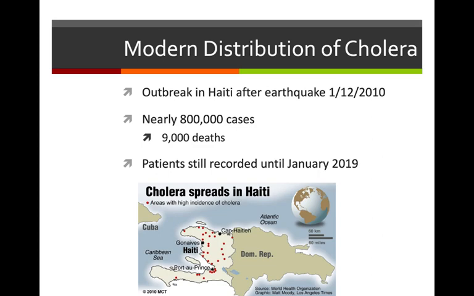In Haiti, I guess as close to the US as we could probably get with a really significant cholera outbreak, there was a major earthquake in January of 2010. Once aid workers from around the world came to Haiti to help them rebuild their infrastructure, they also brought cholera with them. And so until January of 2019, people were still being recorded as having cholera. There were nearly 800,000 cases of cholera in Haiti and 9,000 deaths.